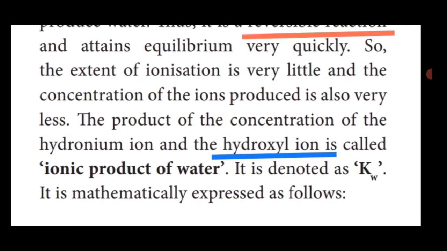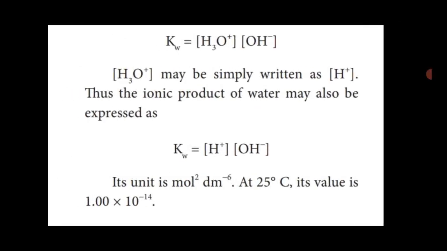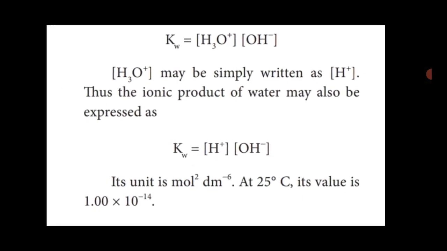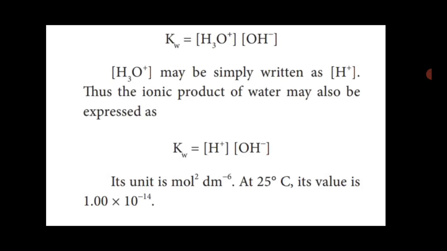It is mathematically expressed as follows. Kw equals the concentration of H3O plus ion and OH minus ion. W means water, K means constant. H3O plus ion may be simply written as H plus ion. So the ionic product of water may also be expressed as Kw equals H plus into OH minus.